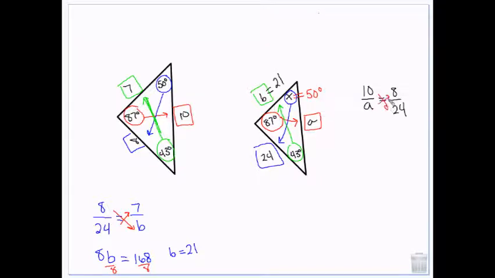Okay, I'm going to cross multiply. And I'm going to get 8A is equal to 240. And I'm going to divide by 8. And I'm going to get A is equal to 30.